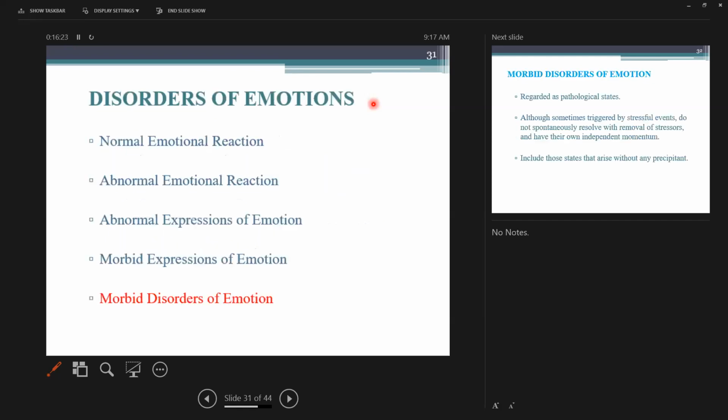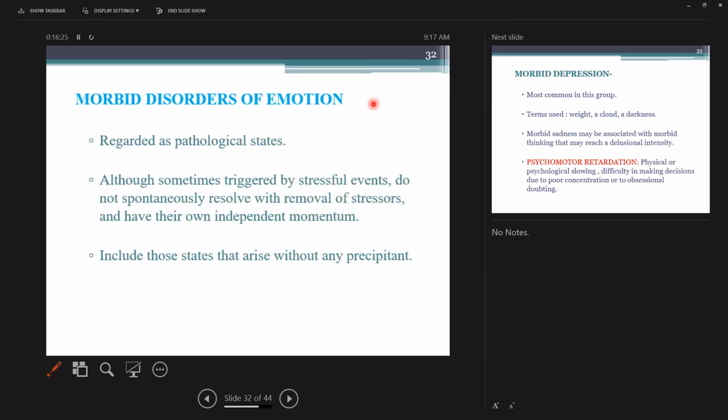The last one is morbid disorders of emotions. Now, these are regarded as pathological states. Although they can sometimes be triggered by emotional events, they do not spontaneously resolve even after the removal of stressors, and they have their own independent momentum.